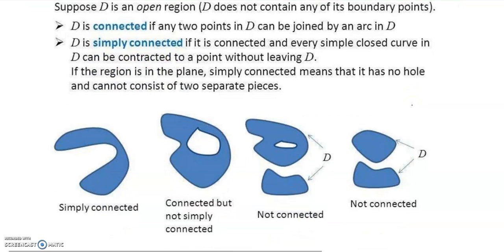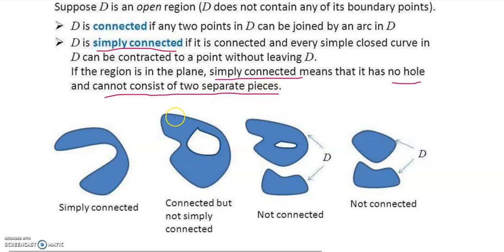Okay, actually here what is important, what we are looking to proceed further: D is simply connected. What is simply connected? We have to know what is simply connected. If it is connected and every simple closed curve in D can be contracted to a point without leaving D. In other words, if the region is in the plane, simply connected means that it has no hole and cannot consist of two separate pieces.